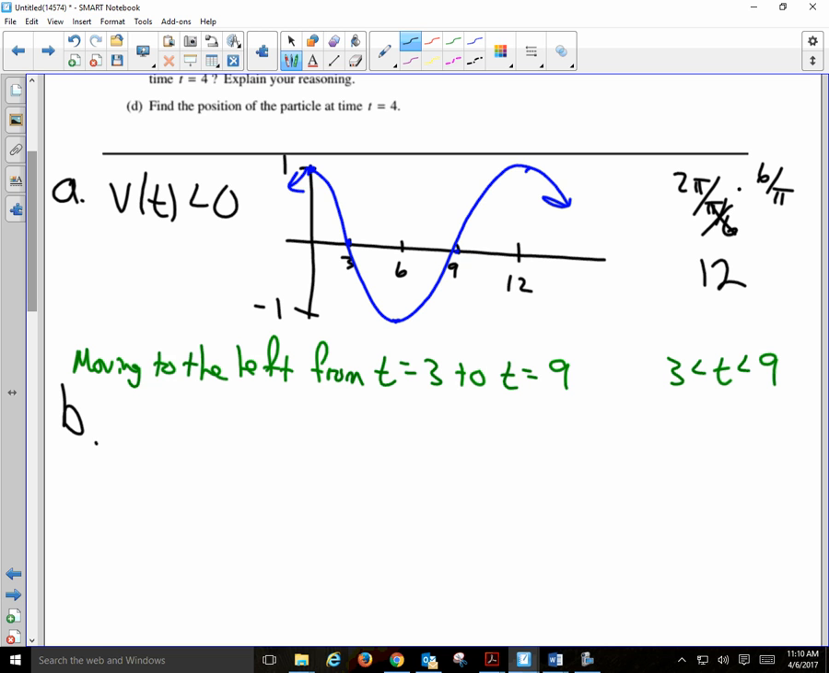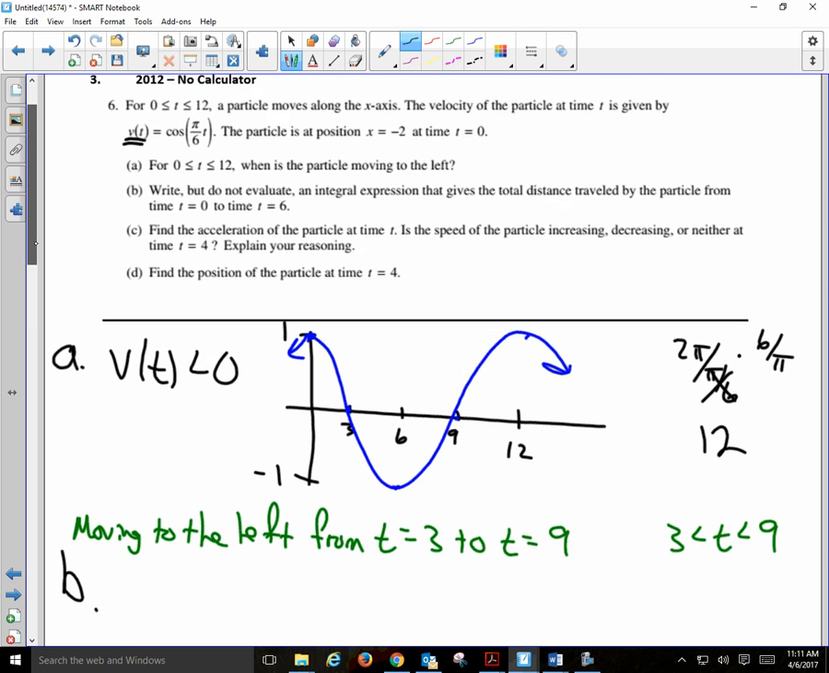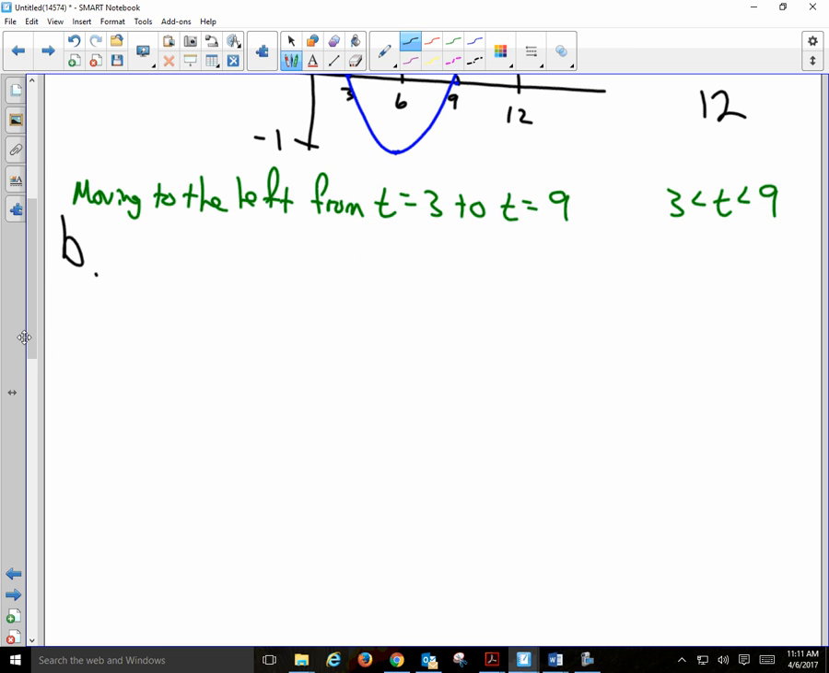So we go to B. All right? So it says, write but do not evaluate an integral expression that gives the total distance traveled by the particle. Oh, boy. Total distance, what does that tell you? Absolute value of the integral, right? So the total distance, if I said displacement, I would just do the integral from what time to what time? 0 to 6 of v of t dt. But because it's asking for the total distance, we have to include the positive and the negative, so put that absolute value sign in front.